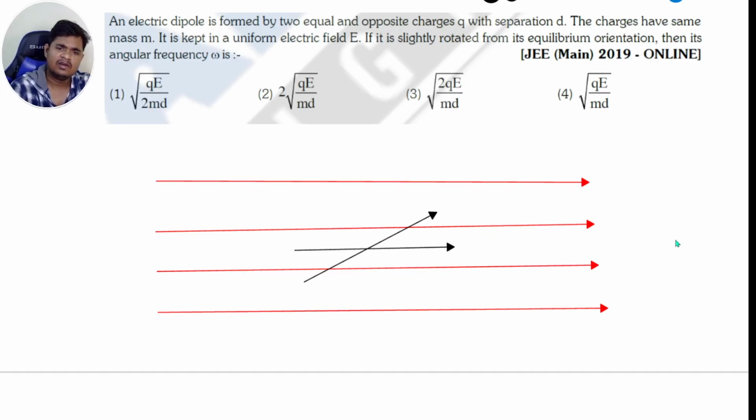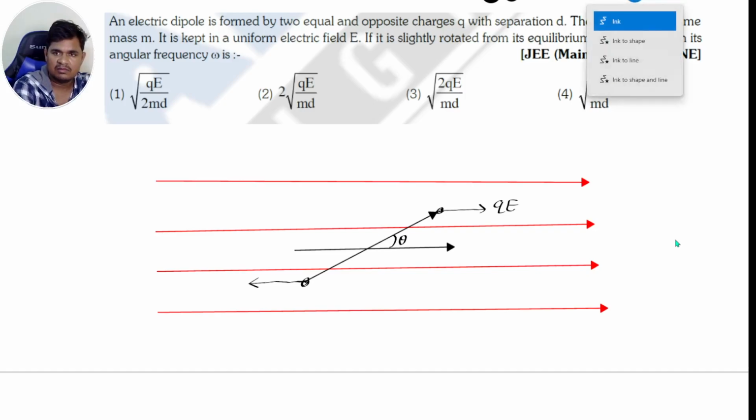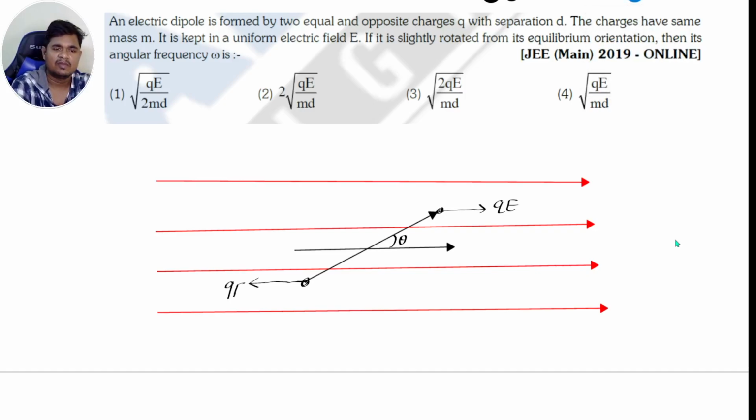So let's say I displace the dipole by a small angle theta. Then the force you see here on this side will be qE, and on this side the force will be qE, like this. So these are the forces that will be acting on the dipole, and you can see that these two forces are acting like a couple, and its mass is m here.